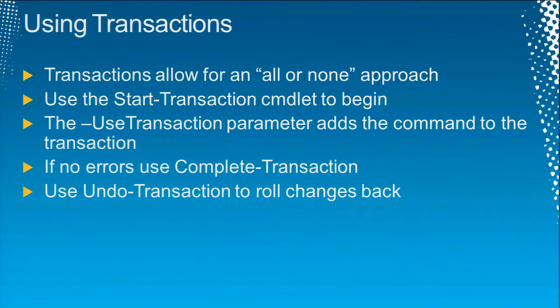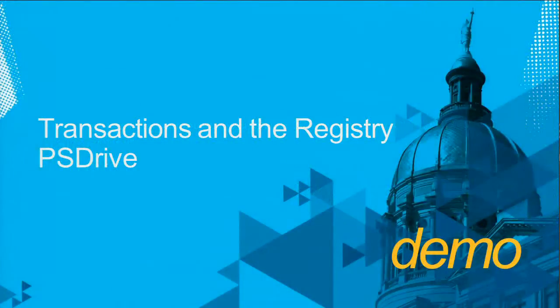Then, depending upon the commandlet, if it has the -UseTransaction parameter, you can execute your command using that parameter, and that action then gets added to the current transaction. If you don't get any errors along the way, then you can use Complete-Transaction, and that will commit the changes that you have made in the transaction. If you need to roll back, Undo-Transaction is the commandlet that you would use.